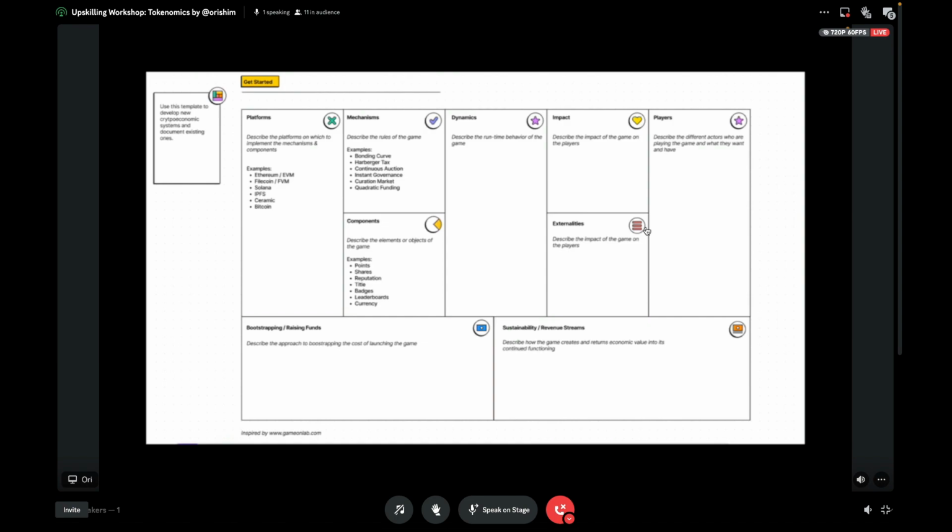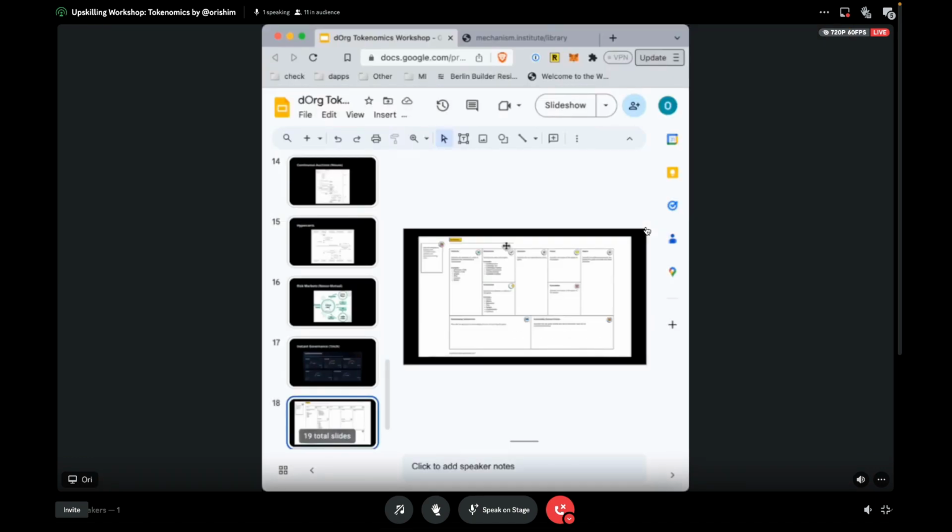And this is very early. I still need to come up with the examples for a lot more of these, but it's just another example of how you could think about tokenomics and crypto game design.